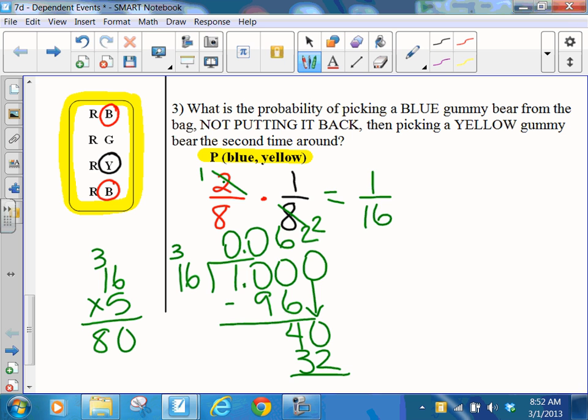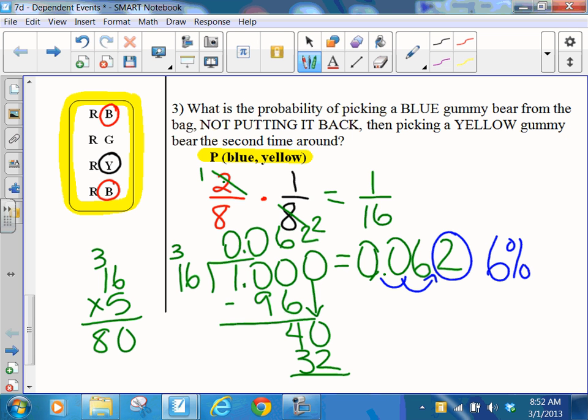At this point, we're going to stop at 0.062. When we move the decimal point, it's going to go 2 places. We're going to use this 2 to decide whether we round up or down. So we're going to end up with 6% because 2 is less than 5, so we round down to just the 6.